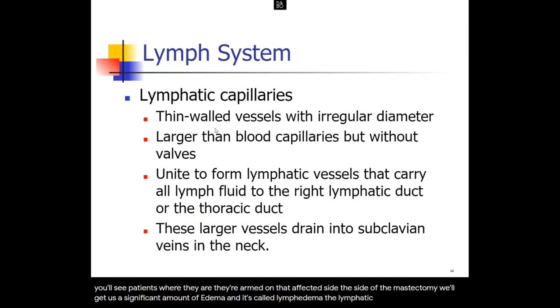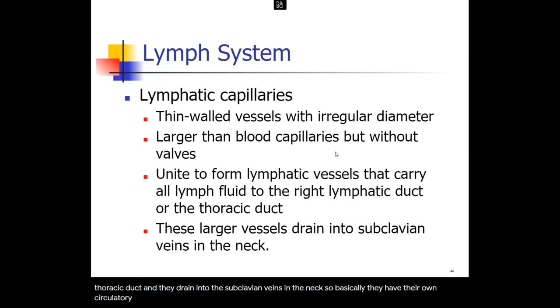The lymphatic capillaries are very thin-walled vessels with irregular diameter. They're bigger than a blood capillary, but without the valves. Your veins have valves in them to allow for the blood to go back to the heart and not backflow into the blood vessel. So these unite to form the lymphatic vessels that carry the lymph fluid. And it goes from the right lymphatic duct or the thoracic duct, and they drain into the subclavian veins in the neck. So basically, they have their own circulatory system, but they dump everything back into the blood system through the subclavian veins.